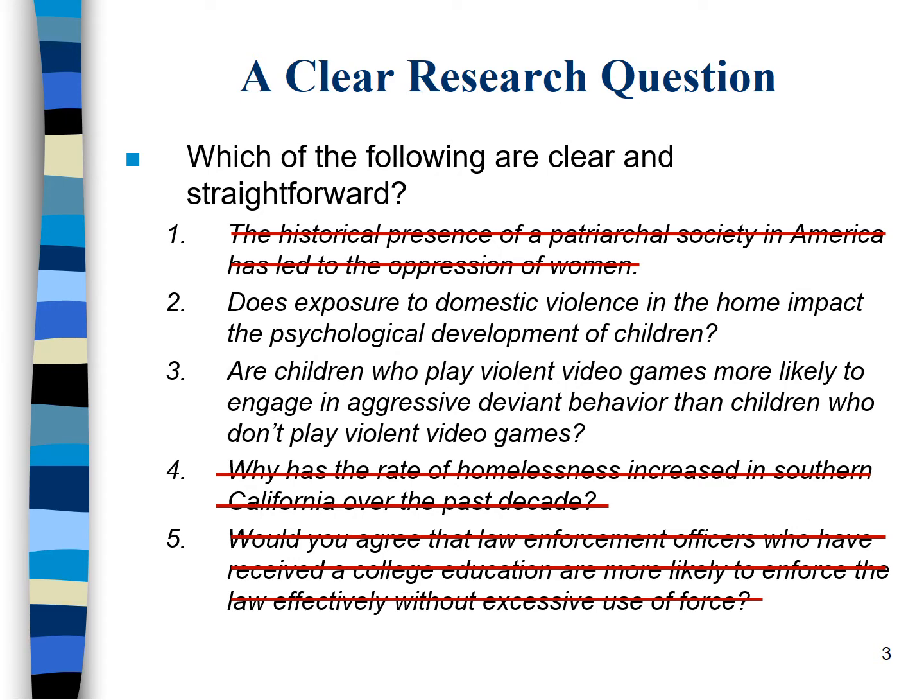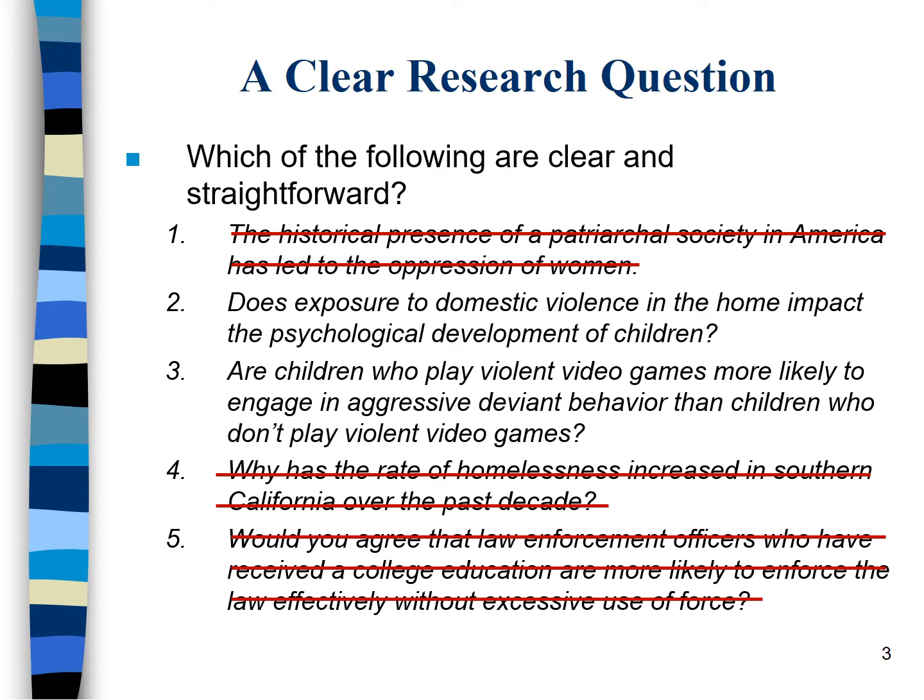Number two, I have not blocked out. Why didn't I block it out? Because this one's pretty clear. I'm not saying these are great research questions, but it's clear with a clearly identifiable cause and outcome. Does exposure to domestic violence in the home impact the psychological development of children? It's stated as a question, and when you read through it, you'll notice there's a clear cause and effect. Exposure to domestic violence is the cause, and psychological development of the children is the outcome.